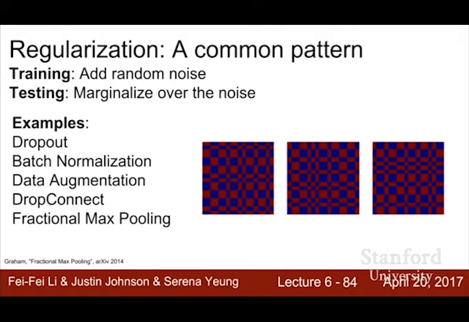And now during test time, you average the stochasticity out by either sticking to some fixed set of pooling regions or drawing many samples and averaging over them. So that's a cool idea, even though it's not so commonly used.